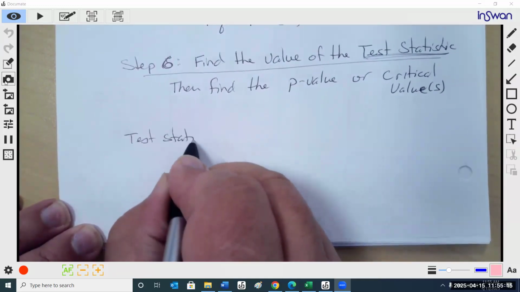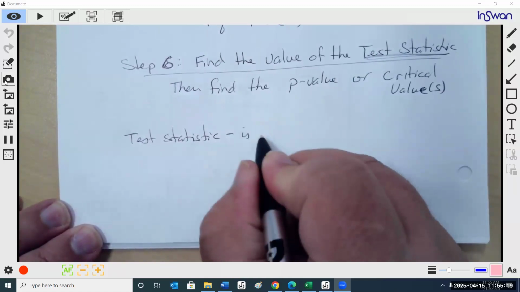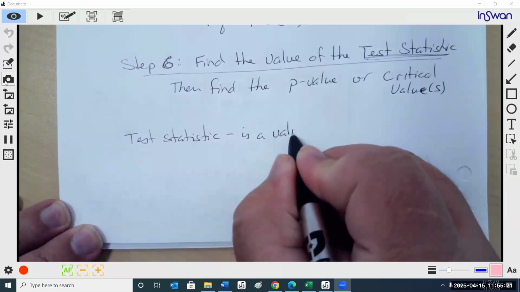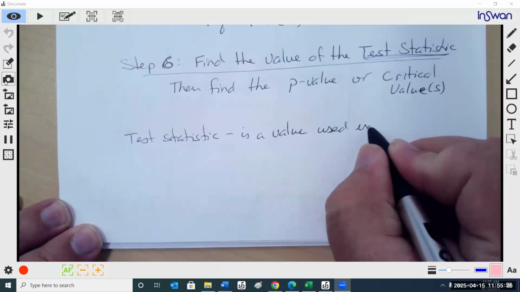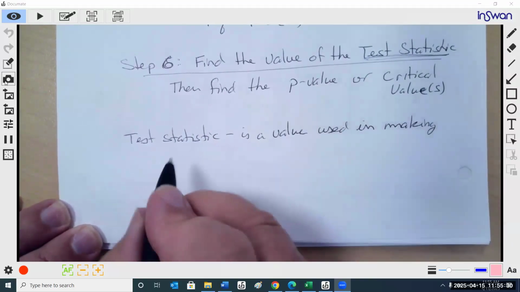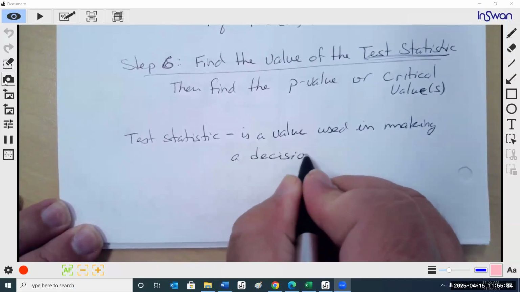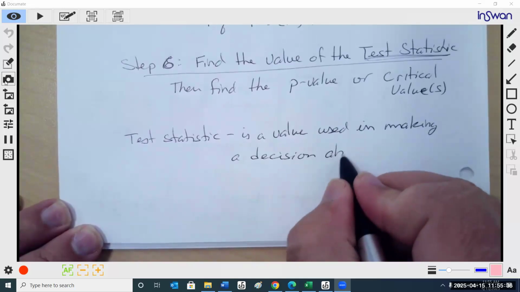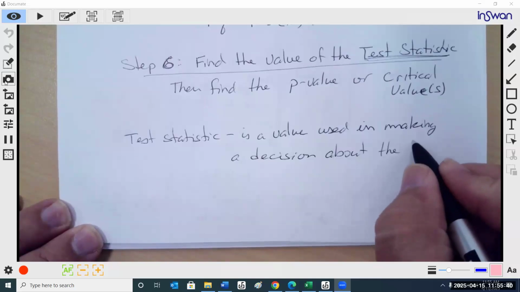Test statistic is a value used in making a decision about the null hypothesis.